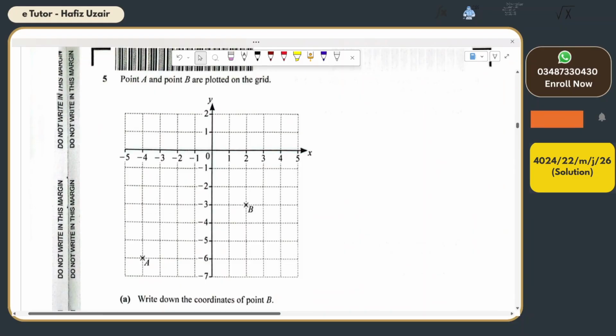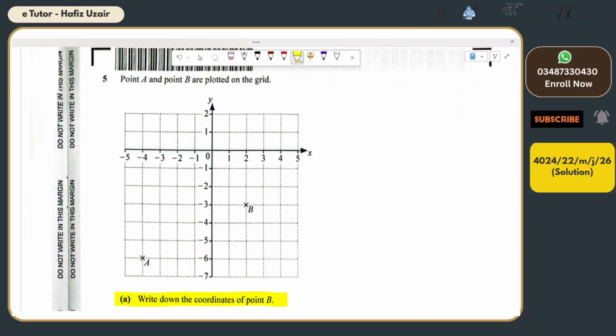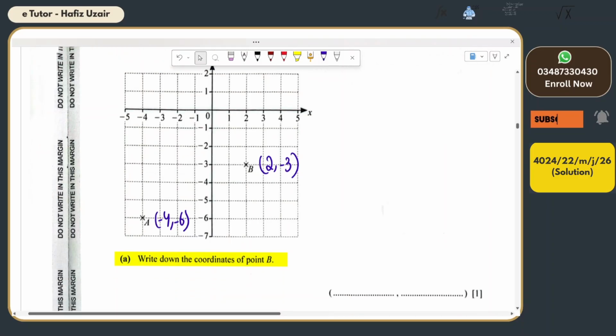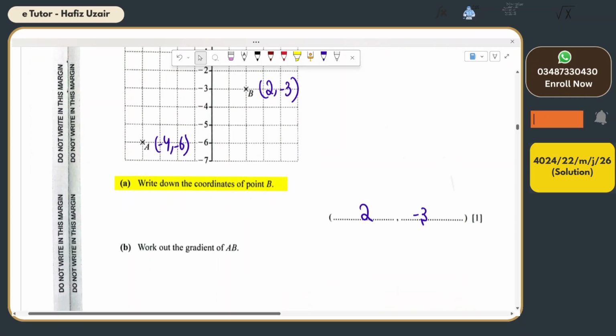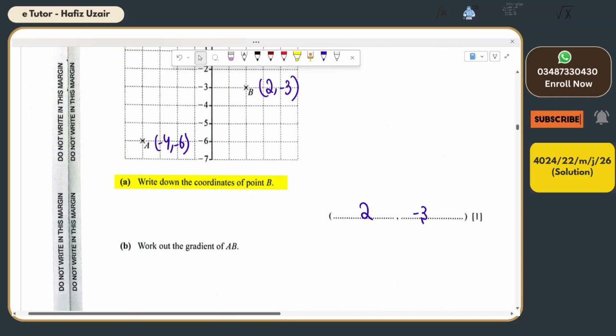Points A and B are plotted on the grid. In part A, you need to write down the coordinates of point B. The coordinates for point B are 2, minus 3. Also, let's write the coordinates for point A. The coordinates for point A are minus 4 and minus 6. So here we will write 2 comma minus 3. Now you need to write down the gradient of AB. Point A is minus 4, minus 6 and point B is 2 comma minus 3.